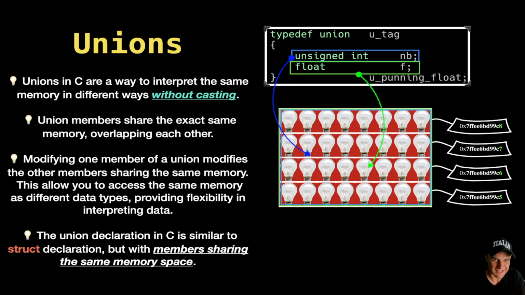So it simply means that if I assign a value to a float, a value is going to be assigned also to unb and vice versa. So it's kind of a strange data structure if you think about that. But it allows us to do very cool tricks.